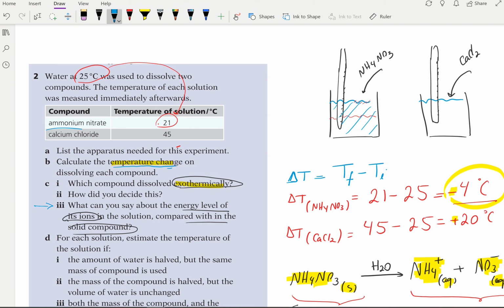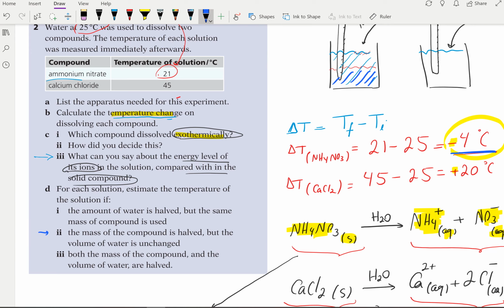But if you halve the water, the same amount of energy must be taken from a smaller amount of water. So it means you take more energy from that small amount of water and the temperature change increases. So the temperature, instead of decreasing only 4 degrees, decreases more.